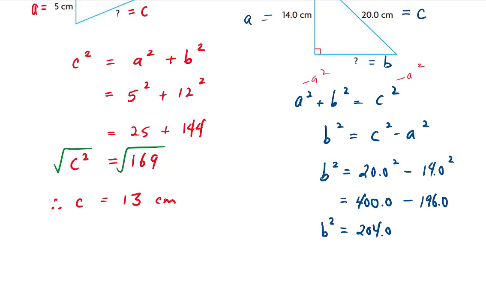So again, we need to take the square root of both sides. And if we take the square root of 204, we're going to end up with approximately 14.3 centimeters. Now remember, this is an approximate answer, so I'm going to put a dot over my equal sign to say that I'm rounding my answer.